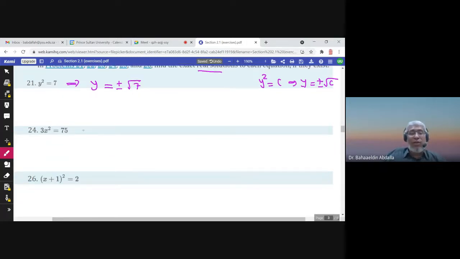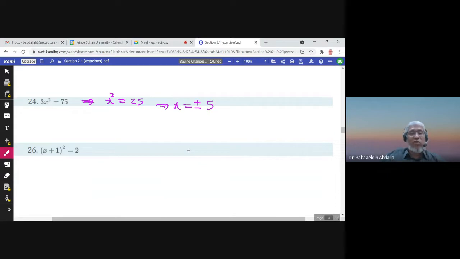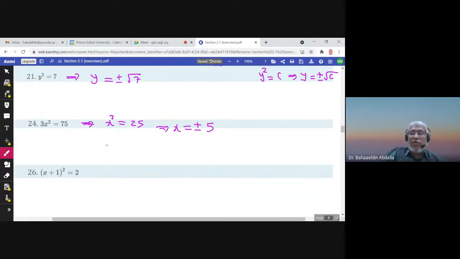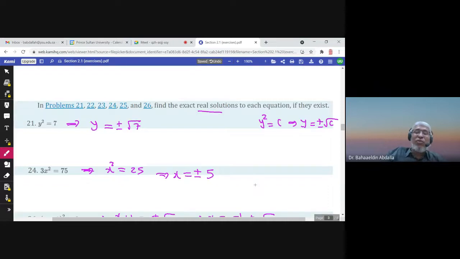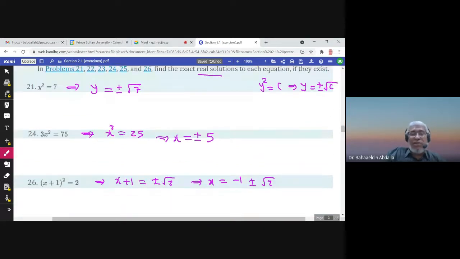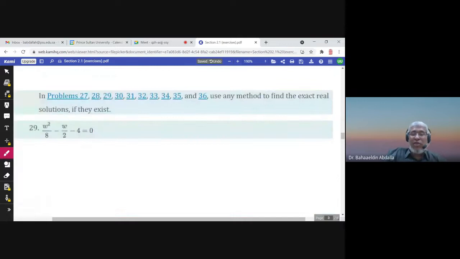Here, to use this property, I have to divide by 3. So x squared would be 75 divided by 3, that's 25. And now x would be plus or minus square root of 25, which is 5. So these are the two solutions. Even here I can use the square root property. X plus 1 would be equal to plus or minus square root of 2, and then x would be negative 1 plus or minus square root of 2, and these would be the two solutions. These are the exact ones. If you want to approximate, you can use the calculator.